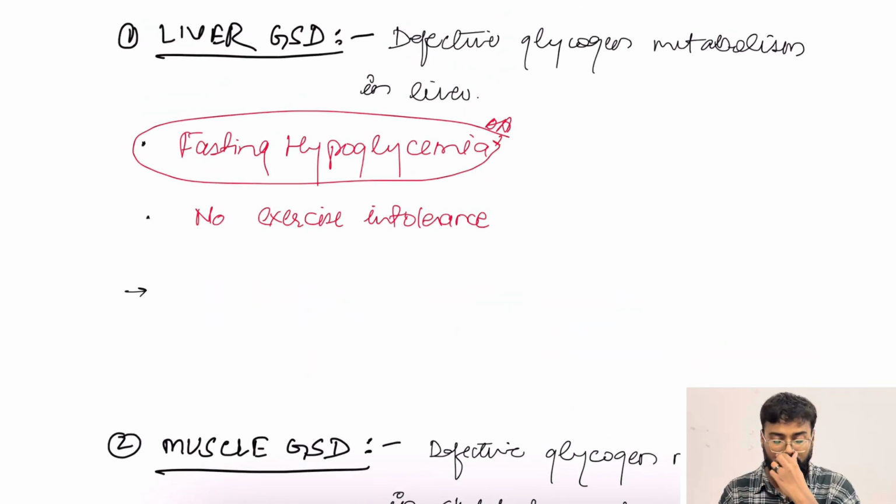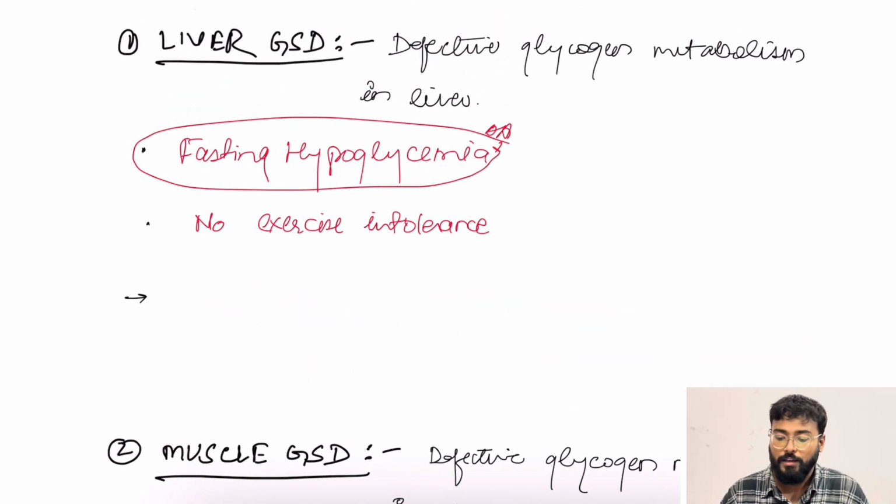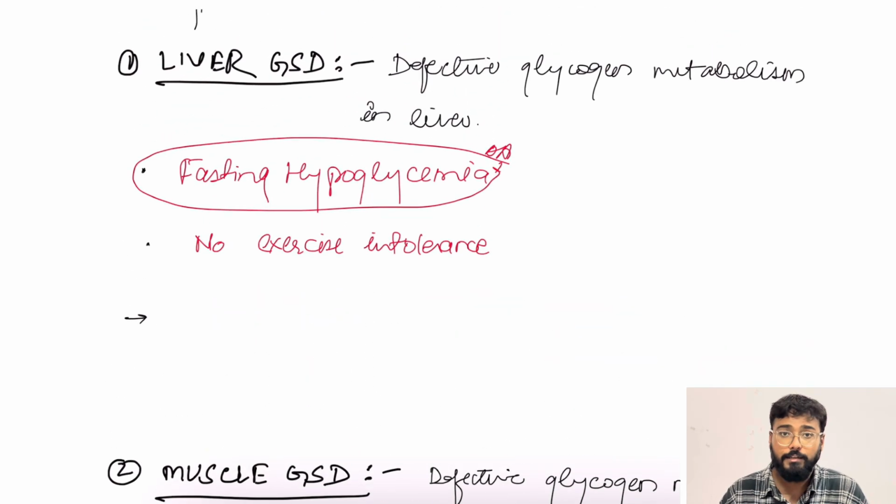Why so? Because the liver is responsible for blood glucose level. So whenever glycogenolysis is defective in liver, glucose is not going to get produced, so there will be fasting hypoglycemia. But skeletal muscle doesn't contribute to the blood glucose level.